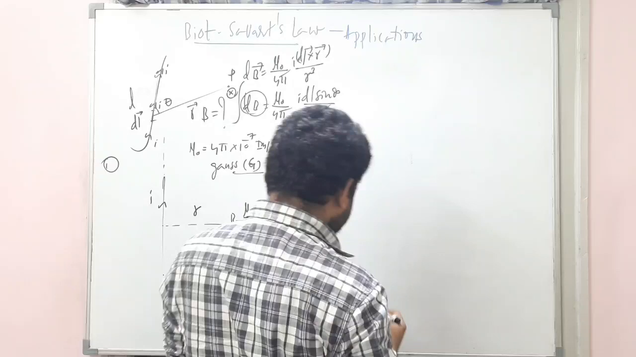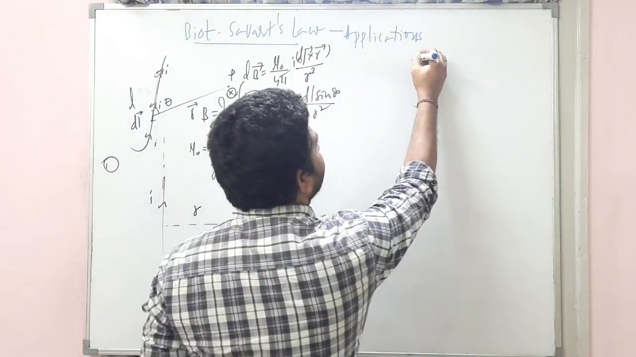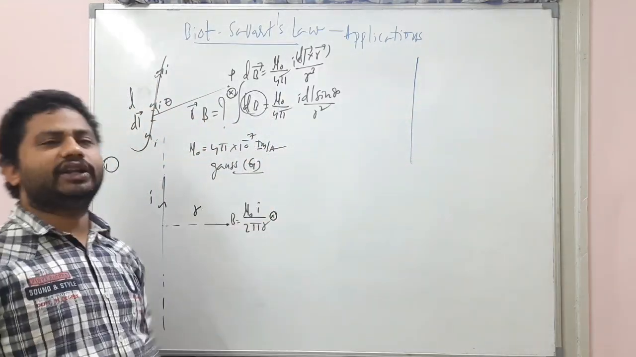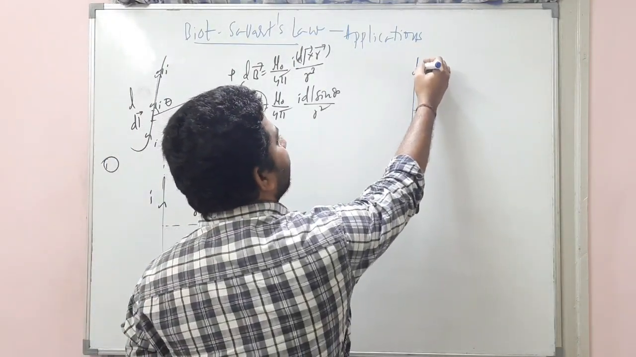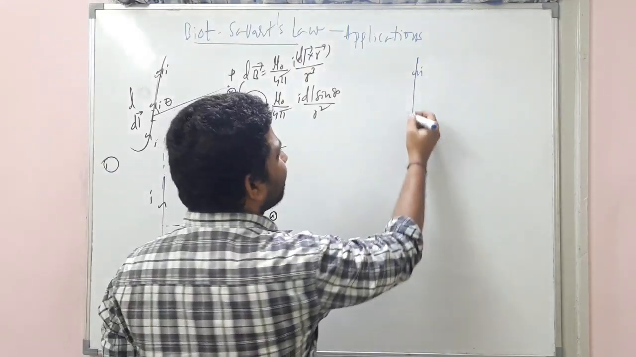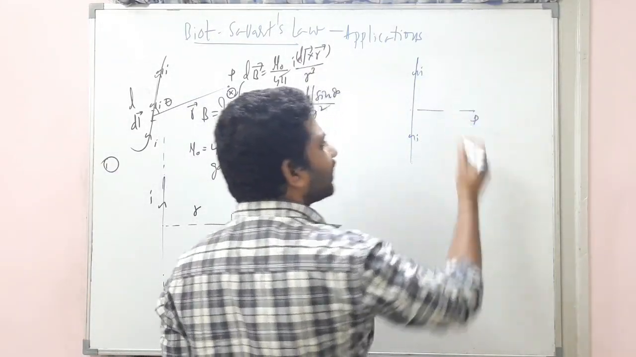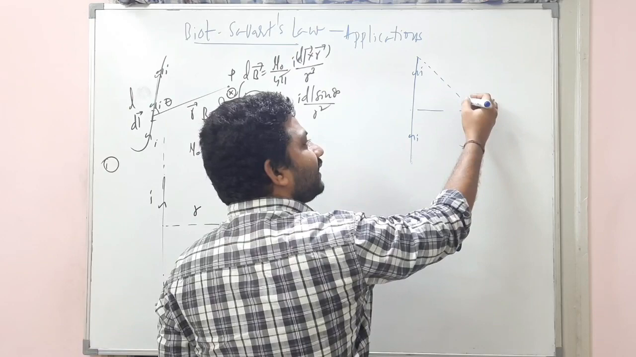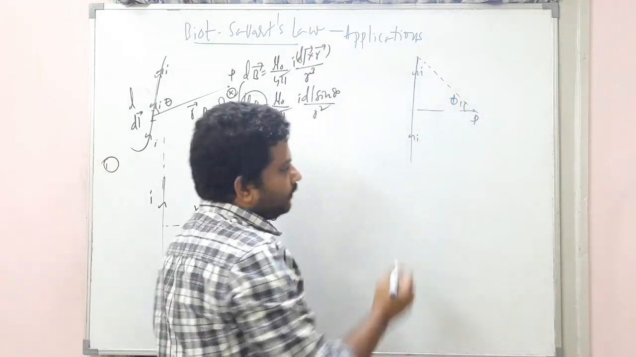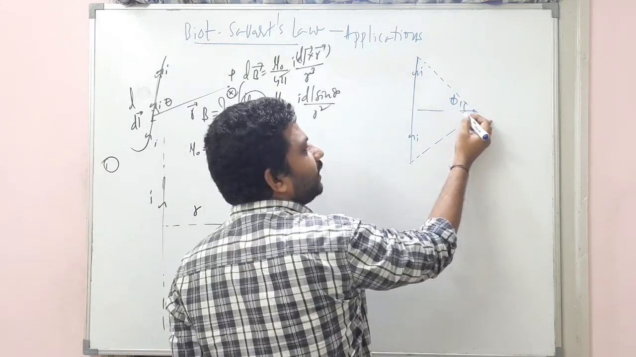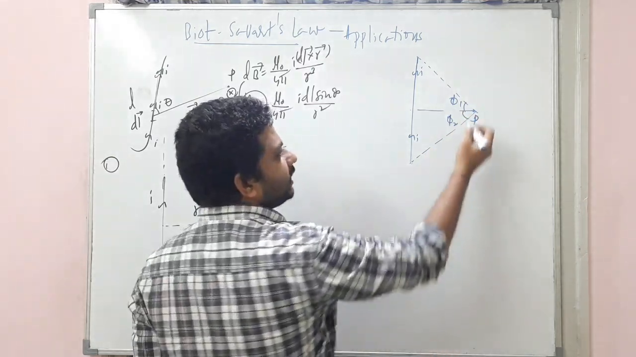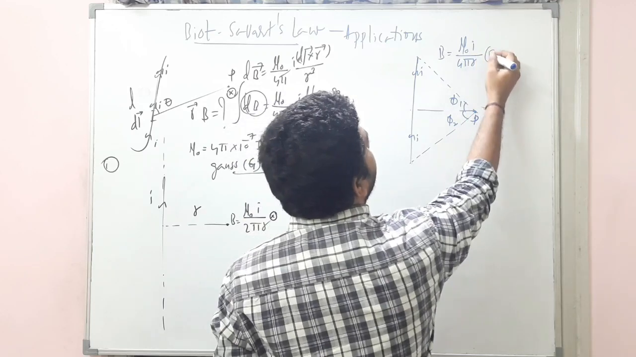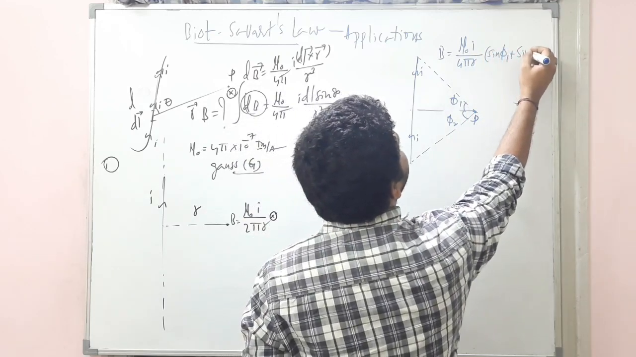So what is the general expression? Let me write here. There is a finite wire we need to consider. Through this finite wire the current I is flowing. Exactly at the center of it, the point P is considered. One end of the wire and the point P make an angle phi 1, and the other end of the wire and the point P make an angle phi 2. At this point P, the magnetic field formula I am writing here: mu naught I by 4 pi r into (sine phi 1 plus sine phi 2).